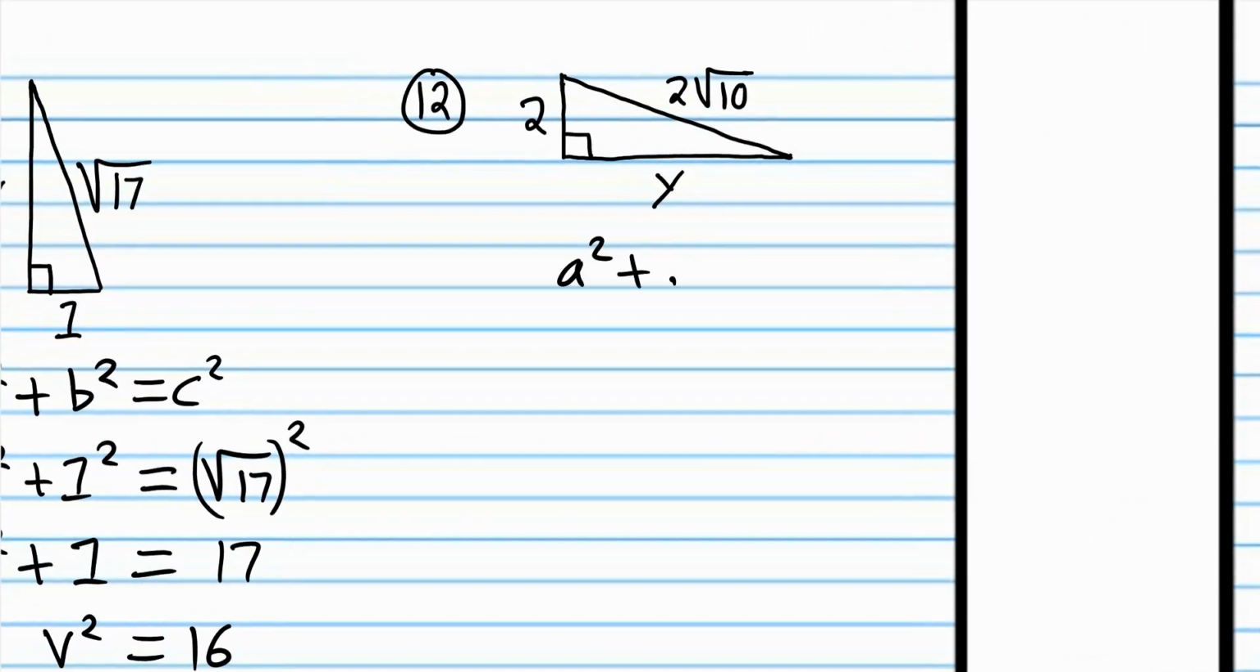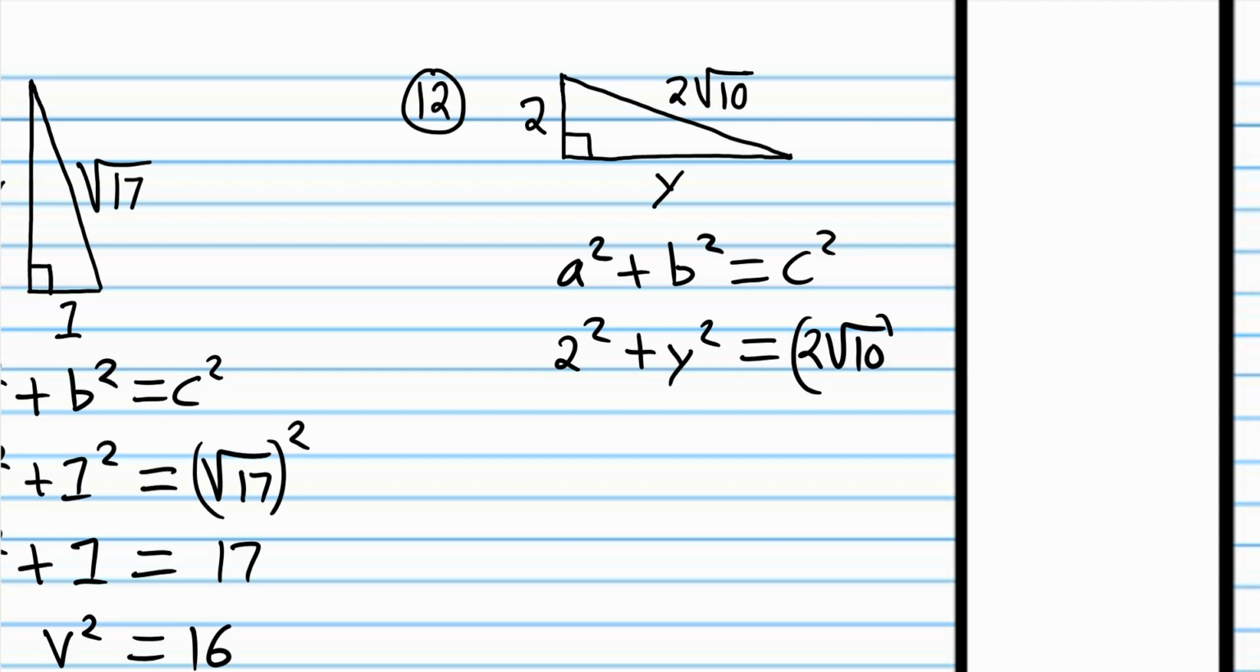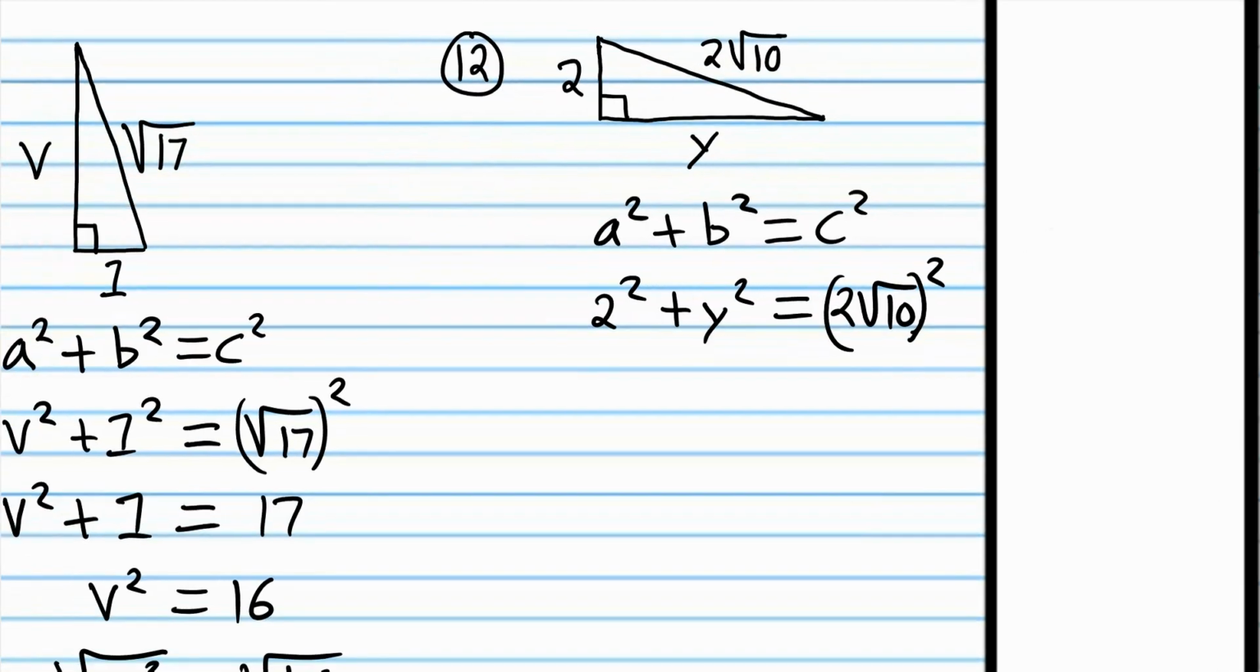A squared plus b squared is equal to c squared, and for a, we're going to plug in 2, and y for b, and c has to be 2 root 10. We don't have any choice on that. It has to be 2 root 10 because 2 root 10 is opposite the 90-degree angle, which means it is the hypotenuse. The hypotenuse is always the longest side of a right triangle.